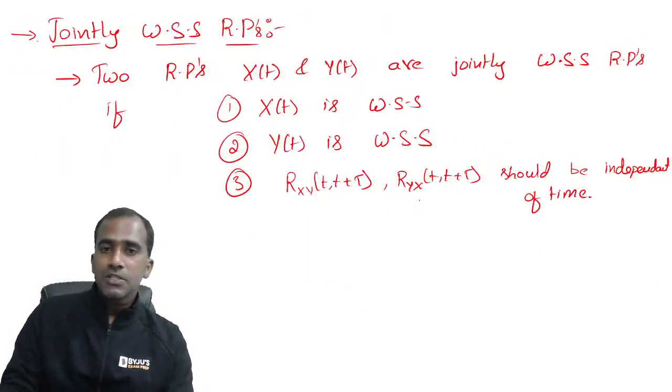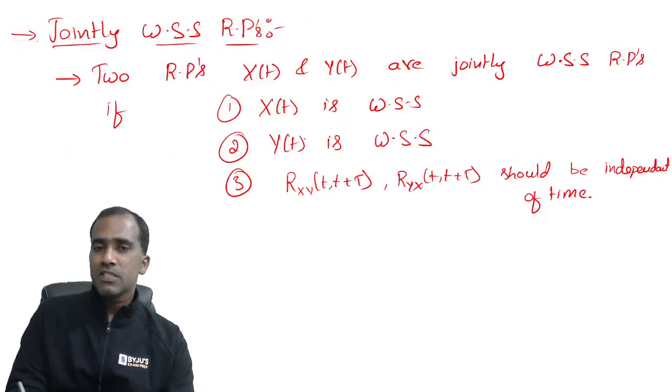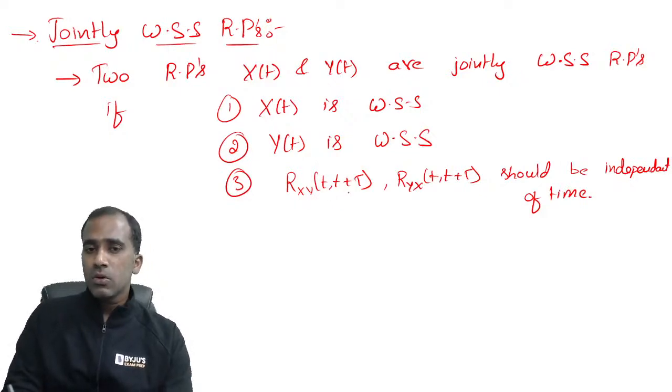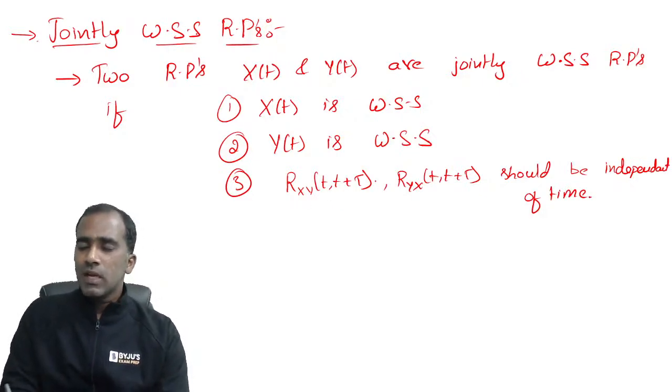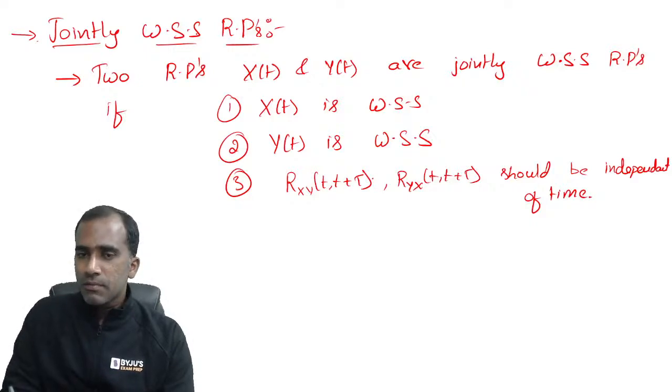And jointly wide-sense stationary means individually they should be wide-sense stationary. Find the cross correlation, one of the cross correlations, and if you find that t is vanishing from that, we can say that it is jointly wide-sense stationary. Okay.